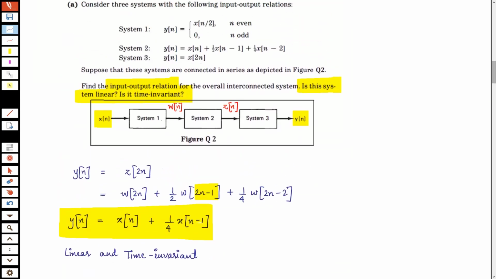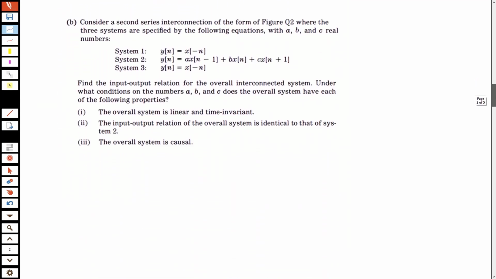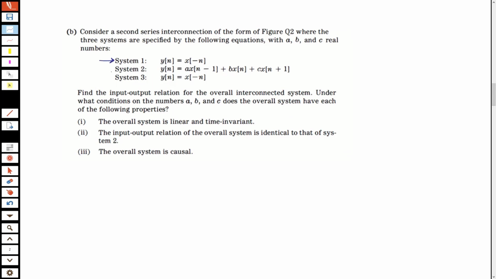Part B says consider a second series interconnection of the form of question 2. That means you've got the same kind of system 1, system 2, system 3 connected, but this time the definition of these systems is different. This is how system 1 is defined, this is how system 2 is defined, and this is how system 3 is defined. In this case, the question says find the input-output relationship like we just found before. And now we also have to find the conditions on A, B, and C. A, B, and C are constants which are a part of system 2. We need to find which conditions are needed on these numbers so that the overall system is linear time invariant, identical to system 2, and causal.